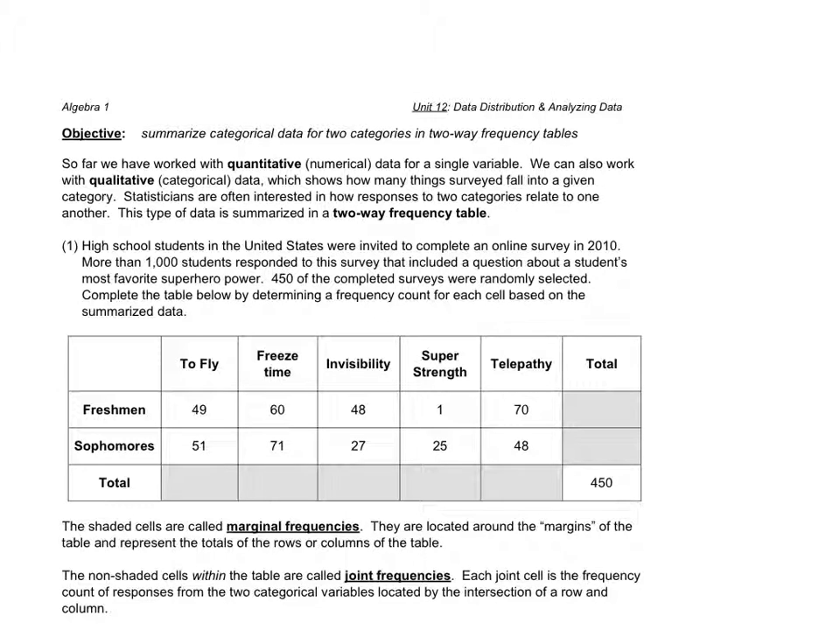All right. So what this does is it accounts for two variables, and with those two variables, it gives us a sense of what's going on, what the distribution of data are within those two variables. Okay, so high school students in the United States were invited to complete an online survey in 2010. More than 1,000 students responded to this survey that included a question about a student's most favorite superhero power. 450 of the completed surveys were randomly selected. Complete the table below by determining a frequency count for each cell based on the summarized data.